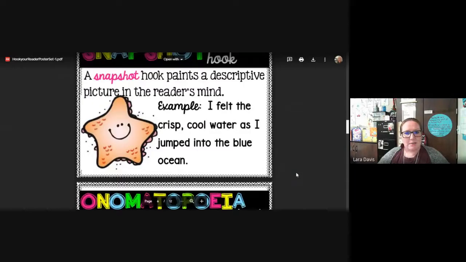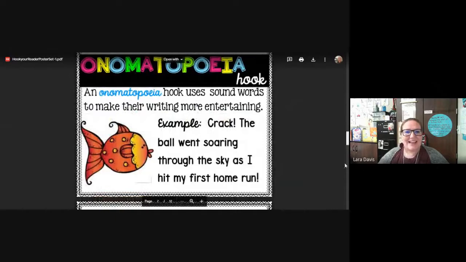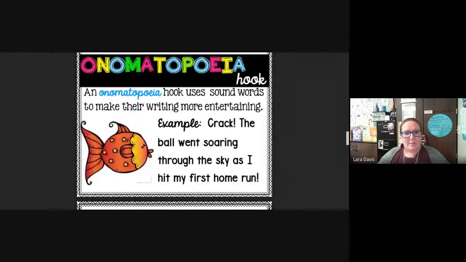And the last one I wanted to introduce to you all is a fun one to say. It's onomatopoeia. An onomatopoeia hook uses sound words to make their writing more entertaining. For example, crack. The ball went soaring through the sky as I hit my first home run.